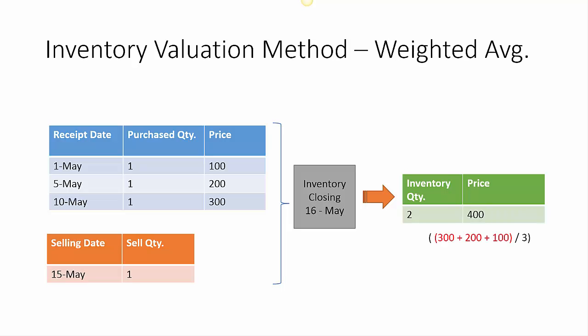Weighted average means the average of the purchase cost. If we sell one piece of bicycle at a certain sales price on 15th of May, we have two pieces of bicycle in our warehouse, and according to the weighted average inventory valuation method, the inventory cost of two bicycles will be €400. Because the average cost is €200 per piece, and we have two pieces of bicycle left, so 2 into 200, that is €400.